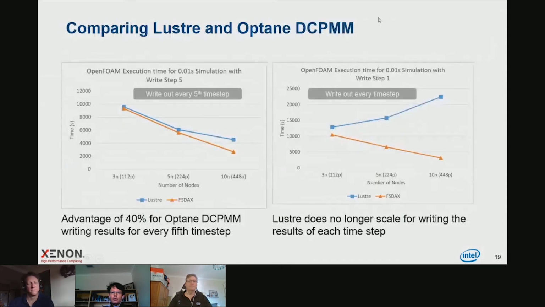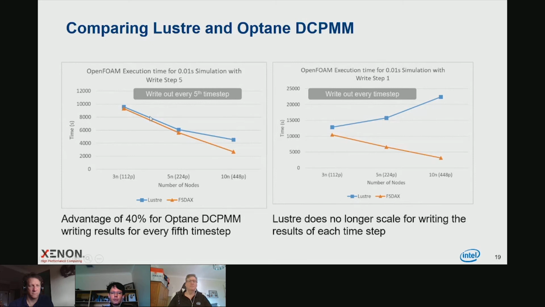So what's now the result of these benchmarks? There's a comparison here you can see on the bottom with 3 nodes, 5 nodes, and 10 nodes. It shows the time of execution for a very short period of simulated time, where we're writing the results after every 5 time steps. So what happens then on the 3-node system, the difference is not very big. You can see an execution time of not quite 10,000 seconds.